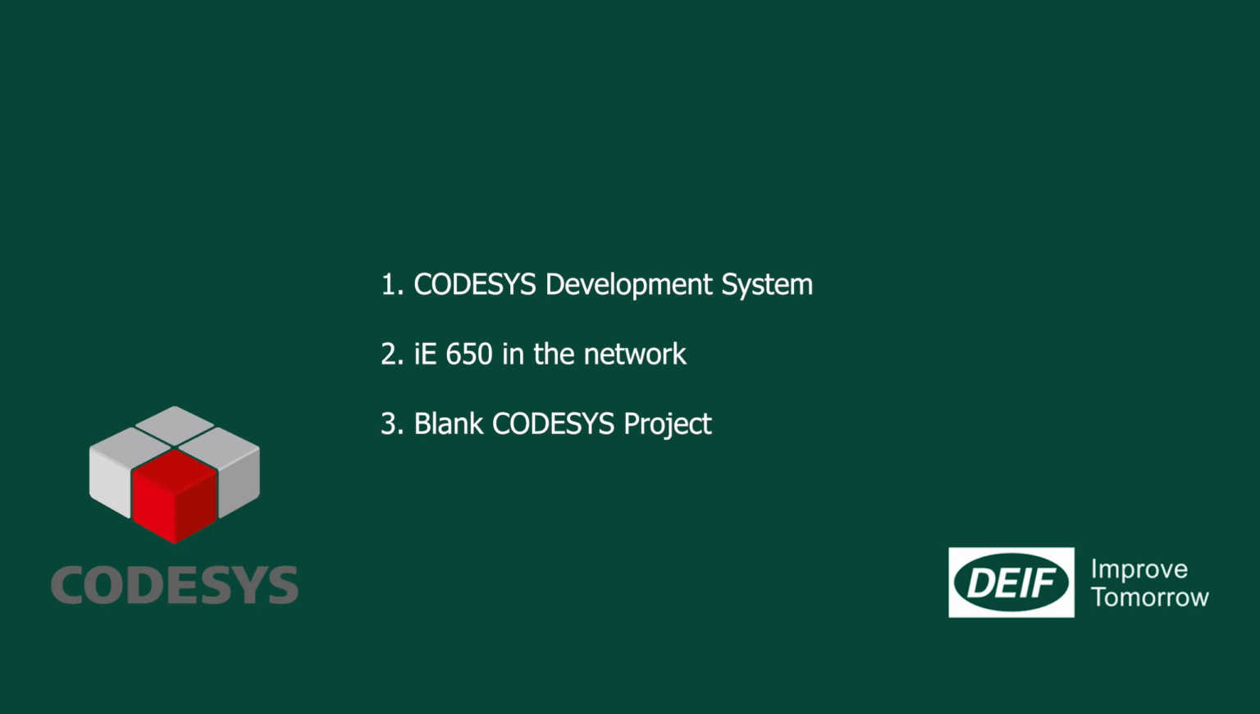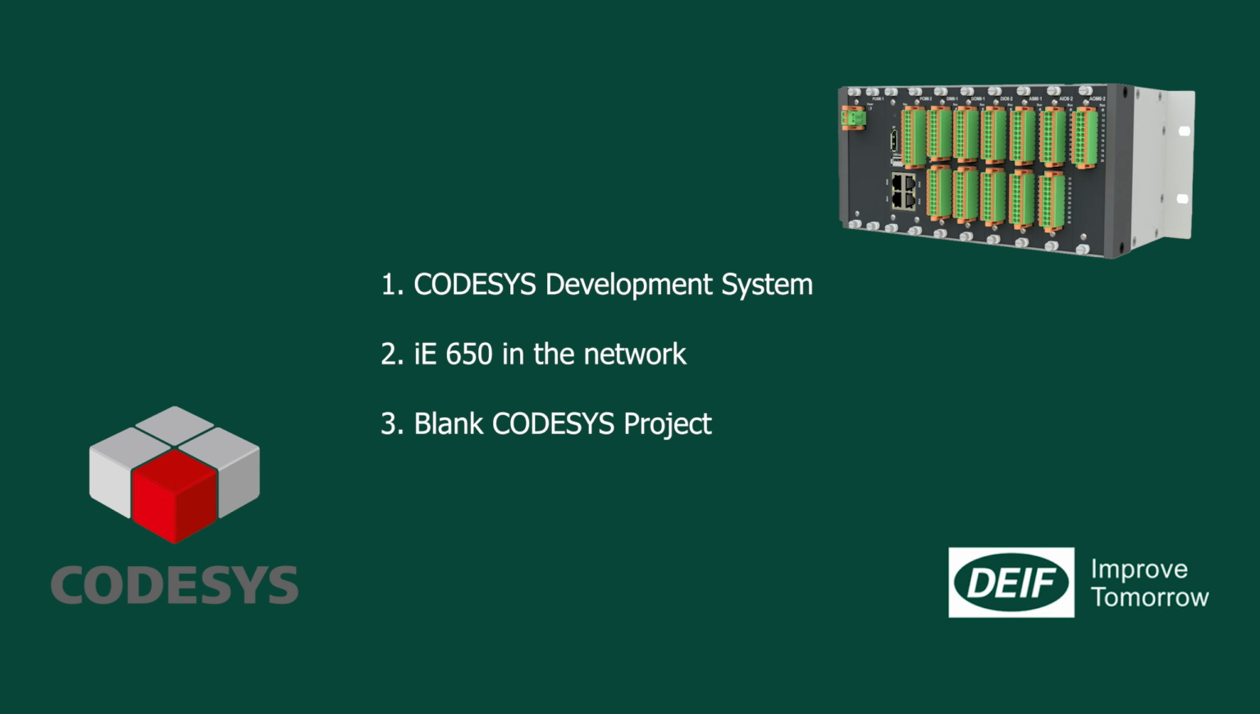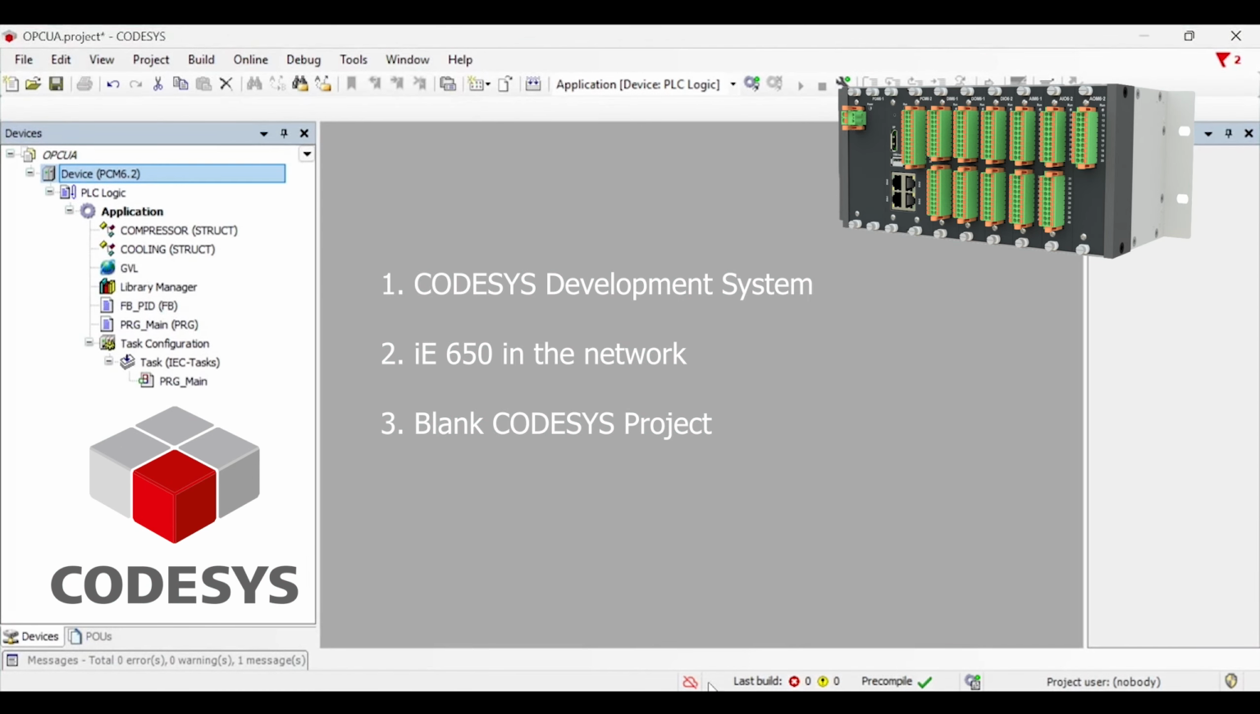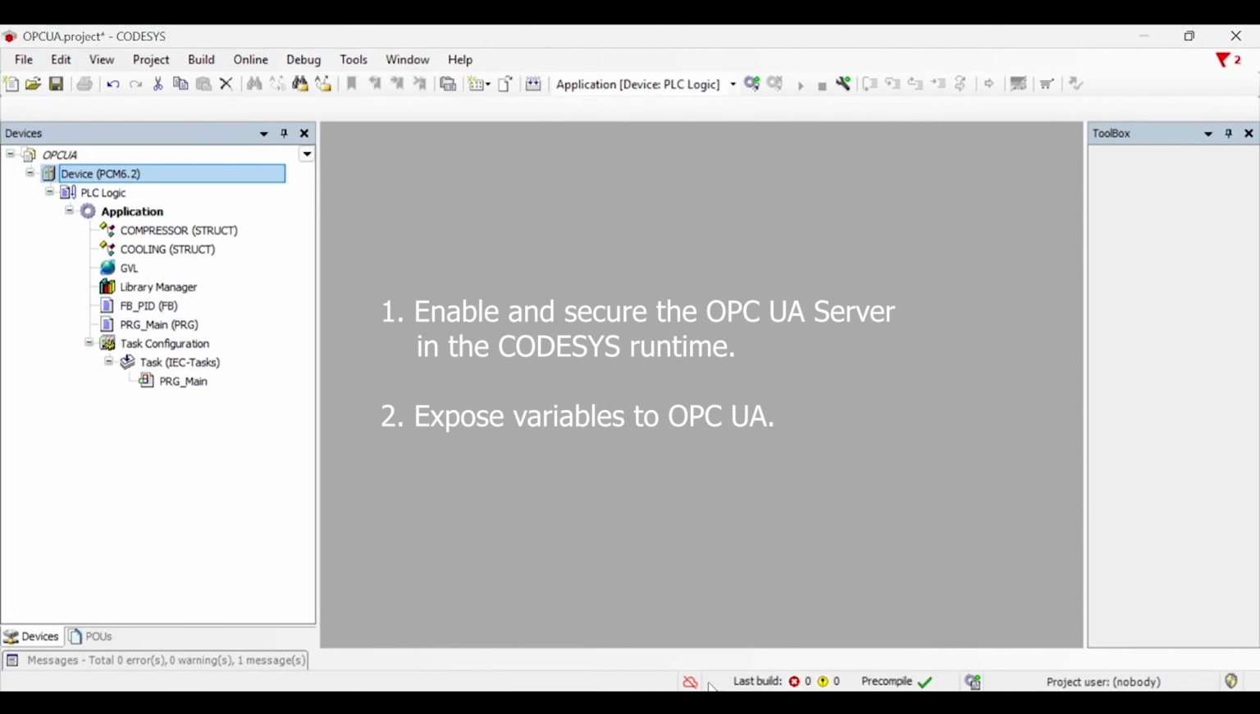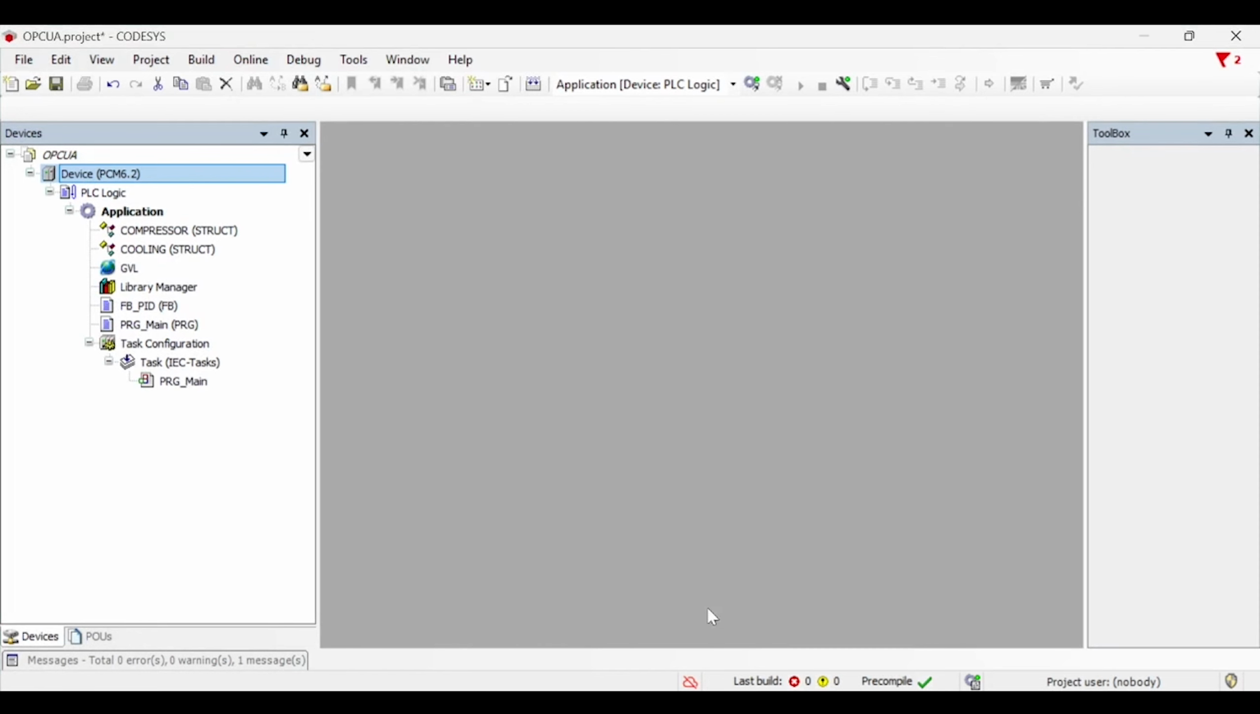Before you begin, ensure you already have the CODESYS development system installed on your PC, your iE650 PLC connected to the same network, and a CODESYS project with a blank application for the PLC already created. In this tutorial, we'll enable and secure the OPC UA server in the CODESYS runtime and expose PLC variables to OPC. First, let's enable the OPC UA server.